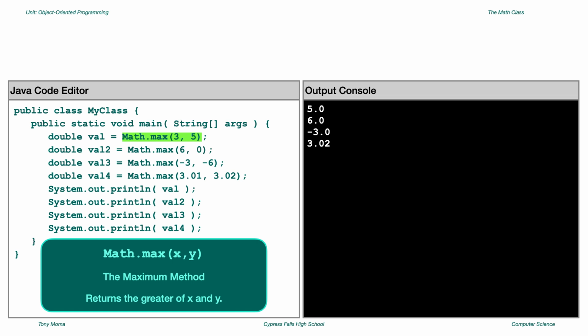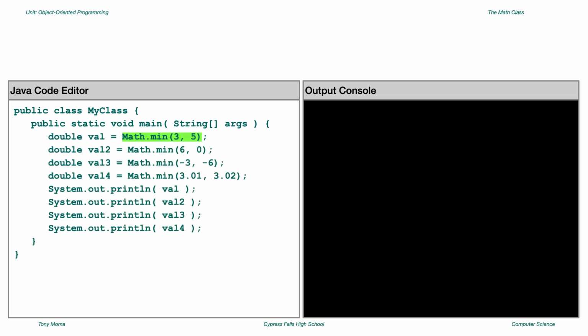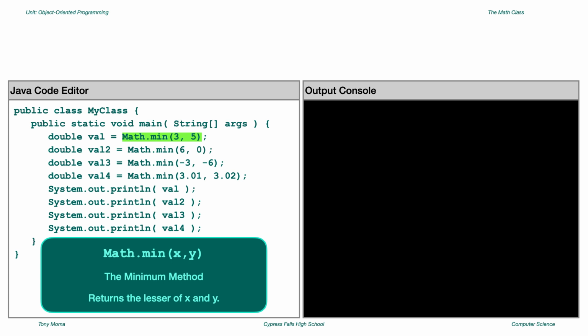Then, just as we have the max method, so also we have the min method, which returns the lesser of x and y. So when we output this program to the screen, we get 3, since 3 is less than 5. We get 0, since 0 is less than 6. We get -6, since -6 is less than -3. And we get 3.01, since that number is less than 3.02.